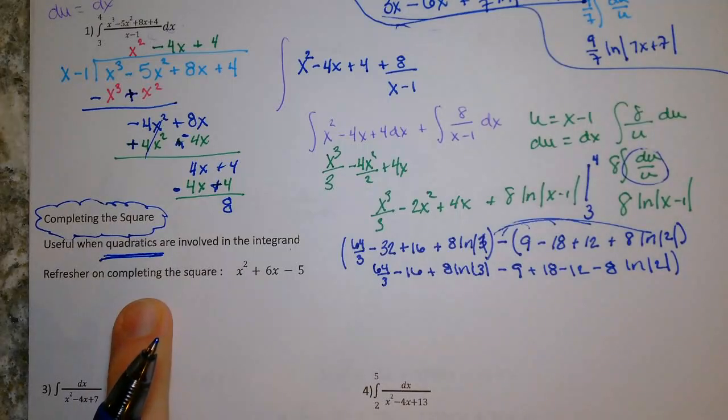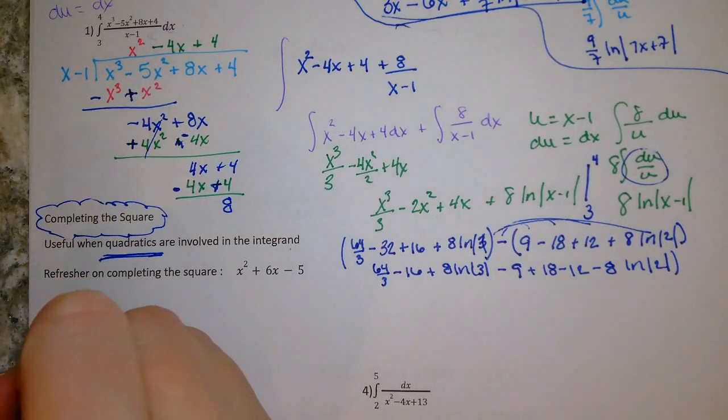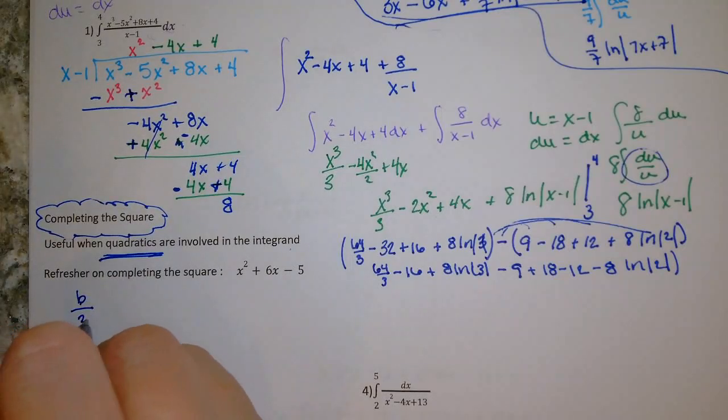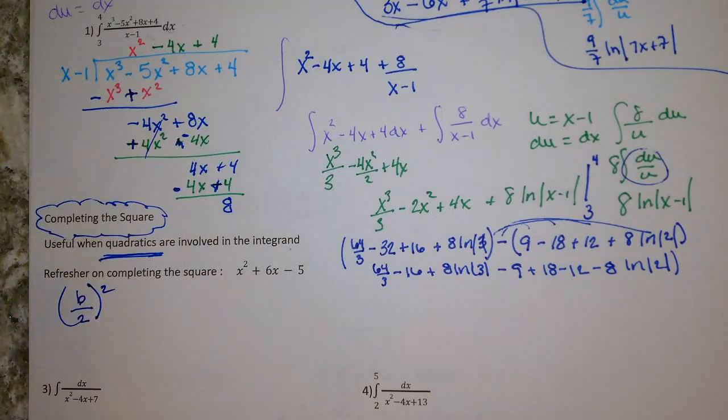So just a little refresher on what I mean by complete the square. Completing the square means you take that b term, you cut it in half, and then you square it.